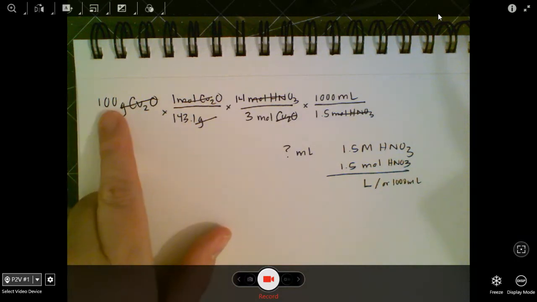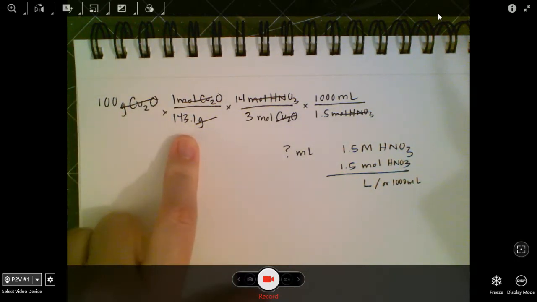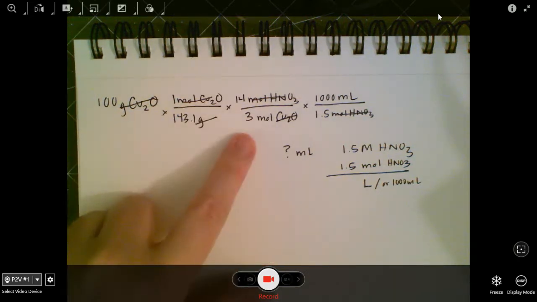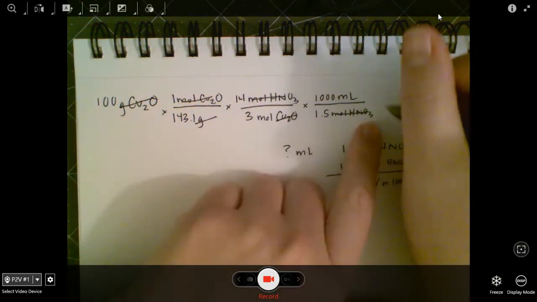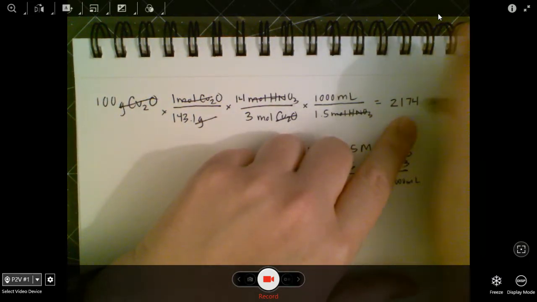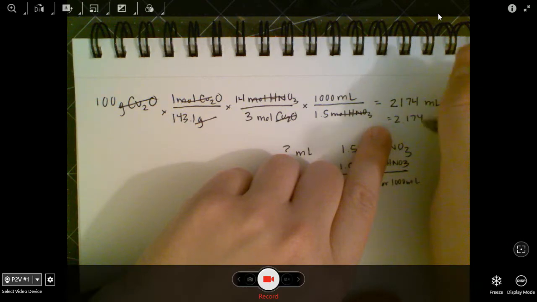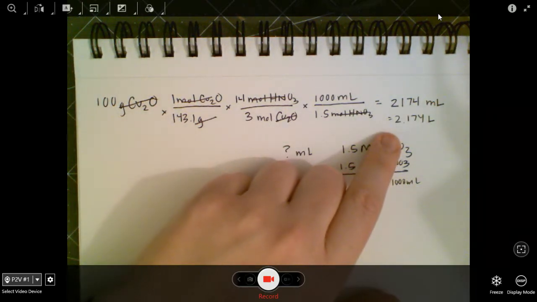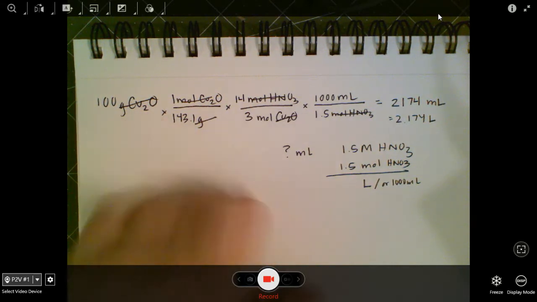So if I take all these things, I'm going to take 100 grams times 1 divided by 143.1 times 1 divided by 2 times 4 divided by 3 times 1,000 divided by 1.5. I end up getting 2,174 milliliters. And so that comes out to be 2.174 liters of my HNO3 to completely react this, which, if you think about it, feels like a lot, but there's a lot of chemical here.